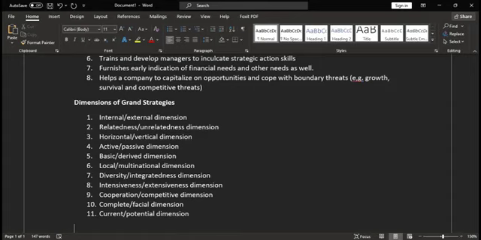We also have the current and the potential dimension. The current dimension is the extent to which a strategy is put to existence or actual use, or is actualized with reference to the present time. The potential dimension is the extent to which a strategy is put to latent use with reference to a future time.